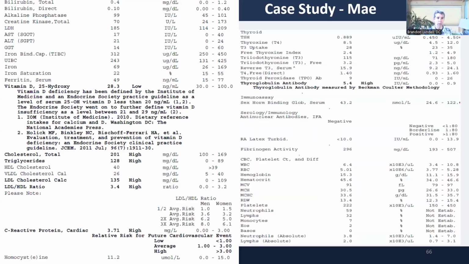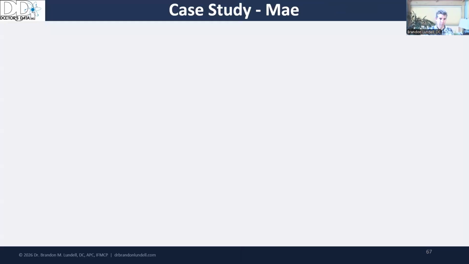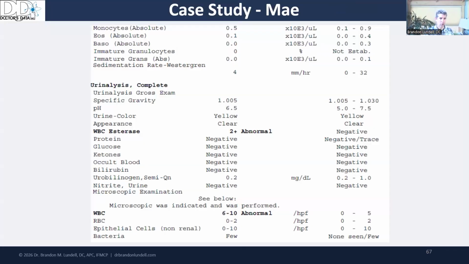Her thyroglobulin antibody was high. So while her thyroid levels were still maintaining, this was a precursor to thyroiditis or thyroid problems. So she has autoimmune. You don't get thyroglobulin antibody without having an autoimmune imbalance. Her urinalysis also showed white blood cell esterases, which is inflammation.